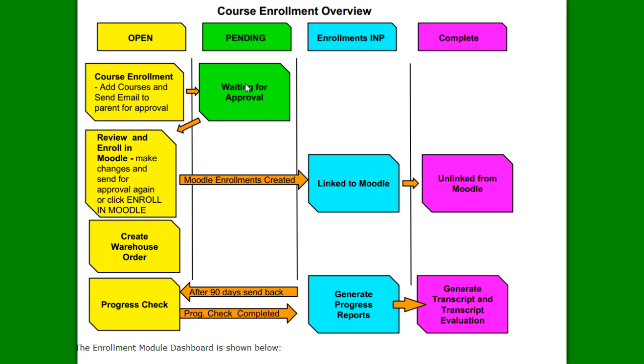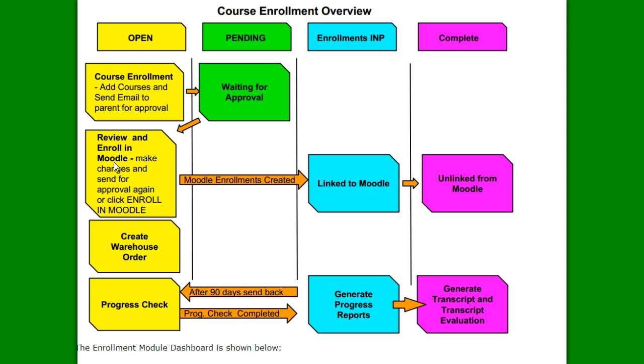Once the parent approves it or requests changes, it's going to come back to the Open tab, and it will either say review and enroll in Moodle if the parent approved it, or it will say review comments if they want to make some changes. So if they make changes, you will just make those changes and send for approval again, sending it back to pending, and then it will come back to open.